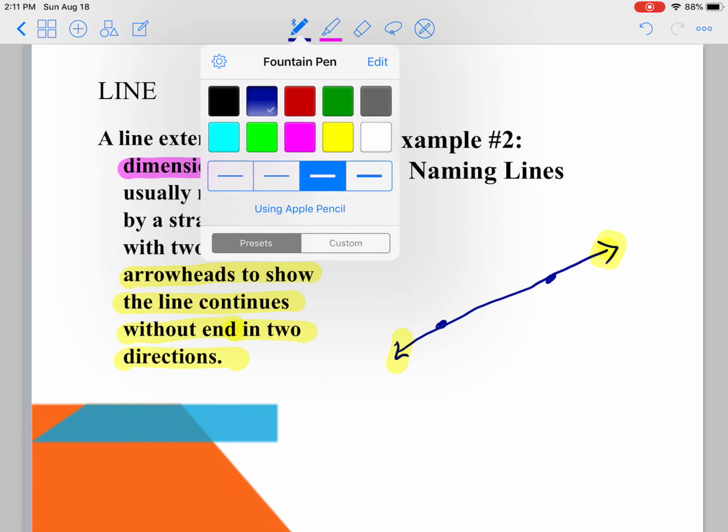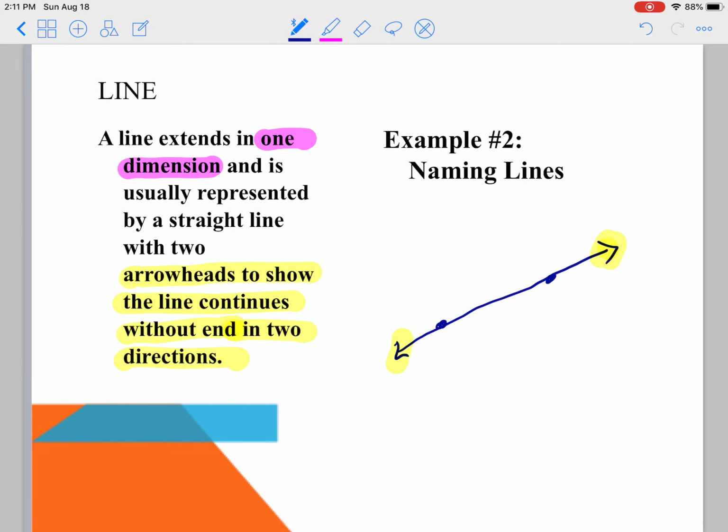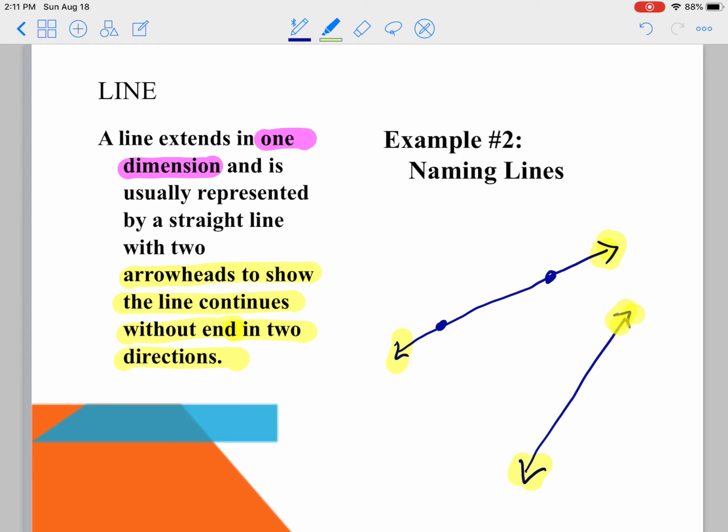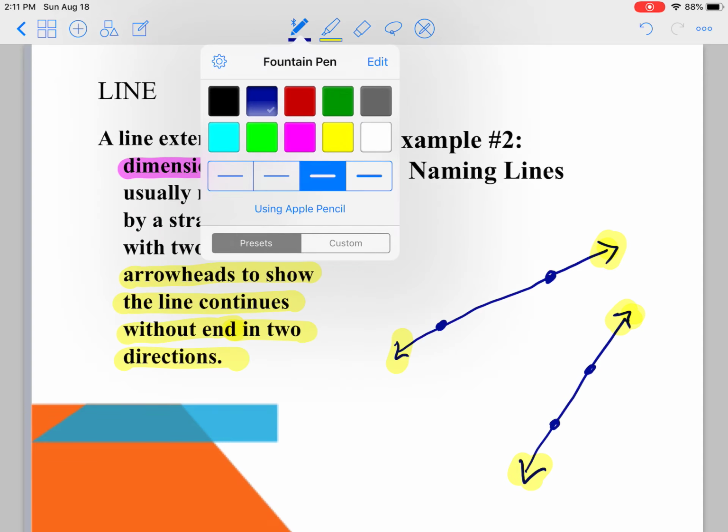Another thing that we must recognize is that a line also must be named. If I were to have 2 lines, I'll draw a second line. And remember that I have to have the all-important arrowheads to show that it continues without end in 2 directions. And I have these 2 lines. And if I were to say the line that I am referring to is doing something, you right now do not know which line that I am referring to. I have 2 to choose from. So we also have to name lines.